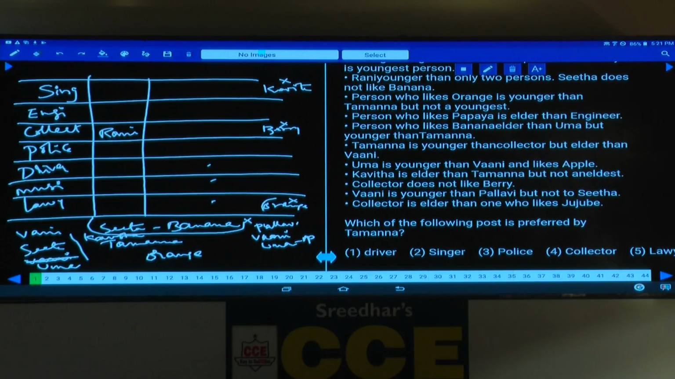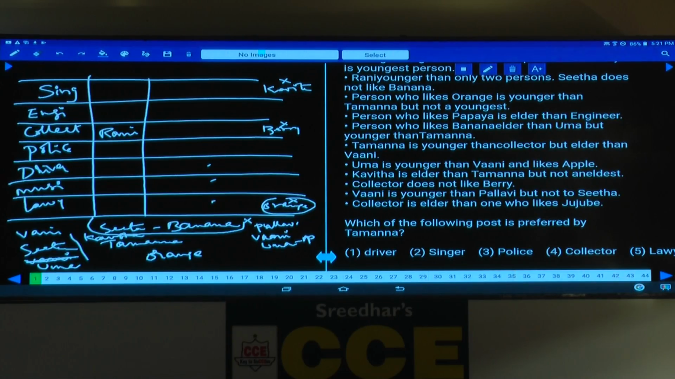And this person is younger than Tamanna. Then what is the other possibility here? Now Sita and Banana must be together at this place. As Sita and Banana must be together, now tell me where can this Sita and Banana be?